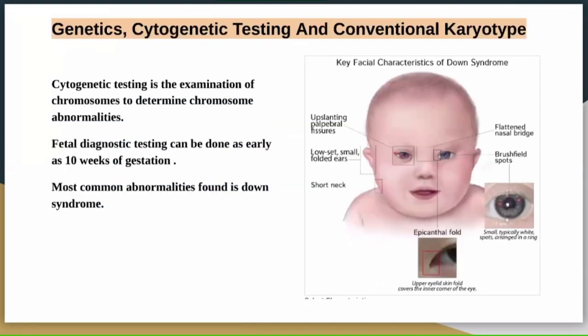So there was this article regarding genetics, cytogenetic testing, and conventional karyotype. This is a test that you could use to examine the chromosomes to determine any abnormalities, and it is usually done as early as 10 weeks of gestation. One of the most common abnormalities found is Down syndrome. Here to your right on the picture, you could see some of the features of Down syndrome.